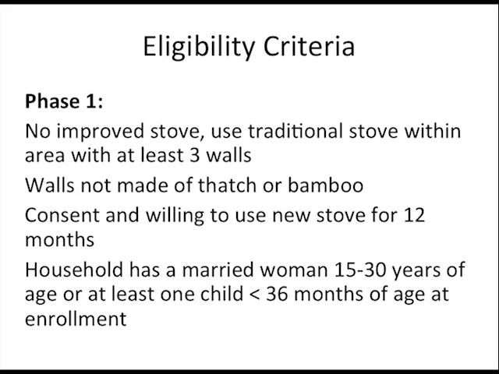And then the households in which we did this were ones where there was a married woman between age 15 and 30 years, or at least one child that was under 36 months of age. The reason we did that is we were looking for pregnancy outcomes, or we were looking for respiratory illness in the young kids.